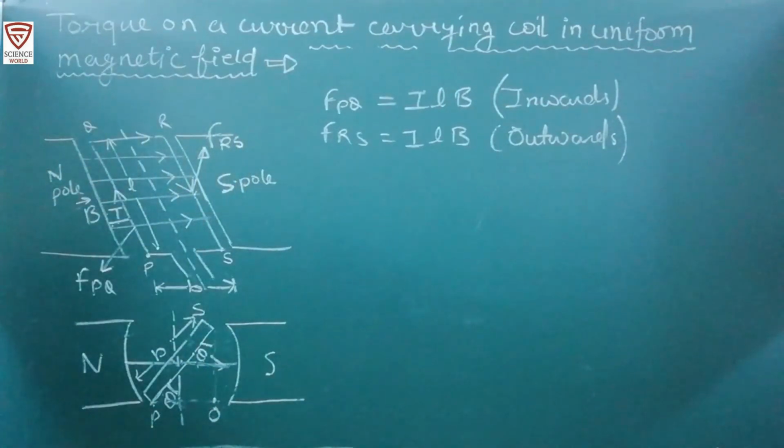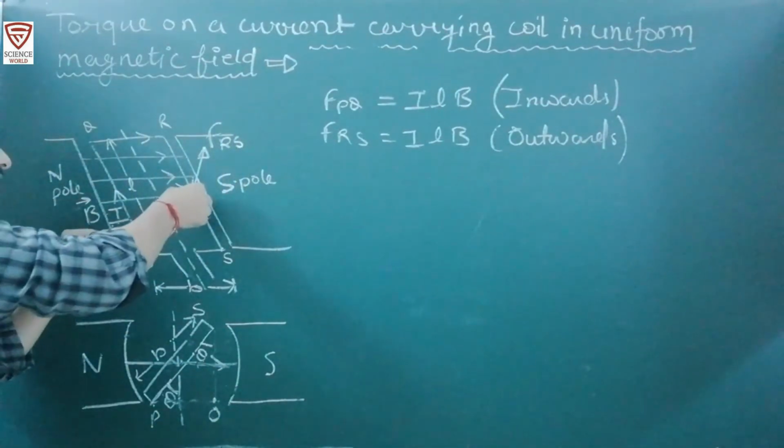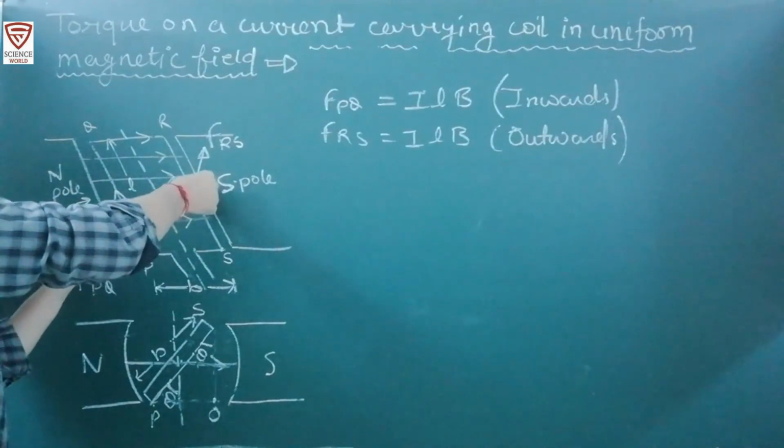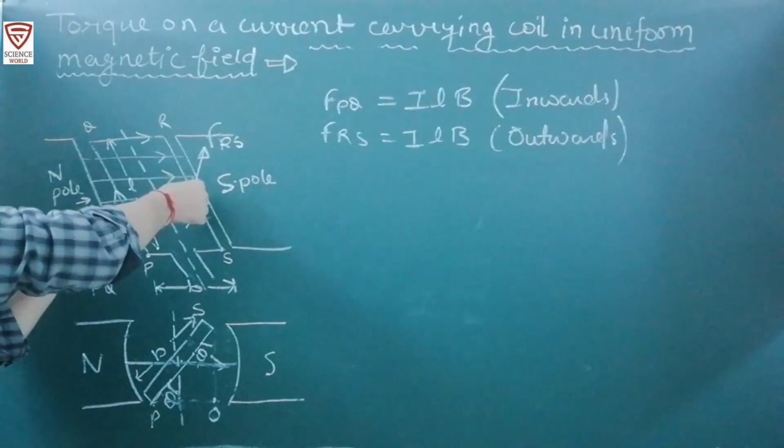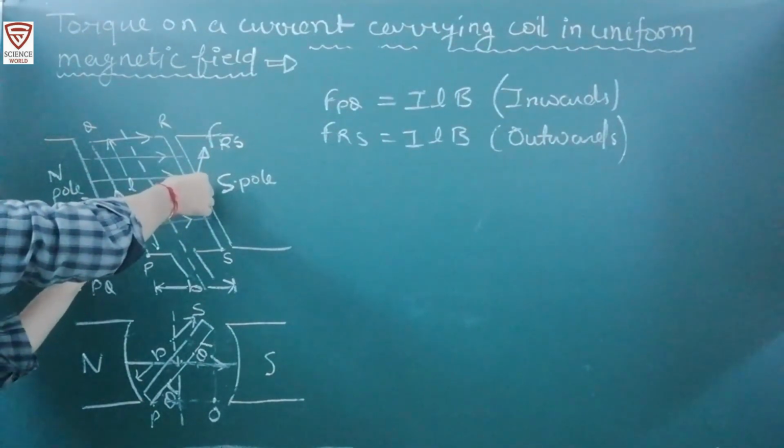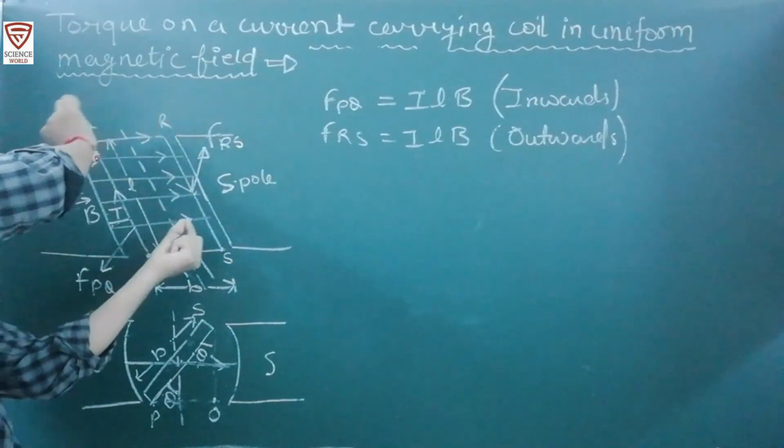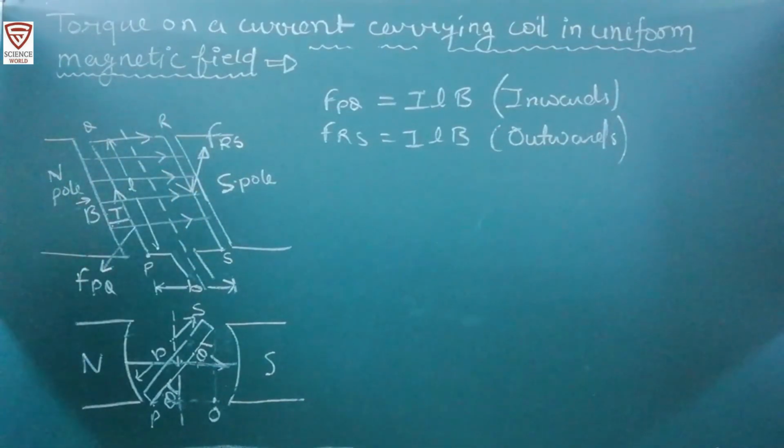So you can clearly see that two forces are acting, and both are equal but in opposite directions. This will create a torque, and this torque will rotate the coil in this direction. This is the working of a DC motor, but we will discuss it in the 10th chapter. Today's lecture will end here. Thank you.